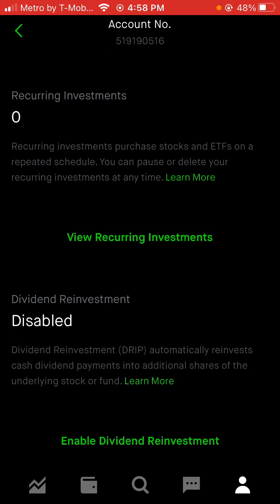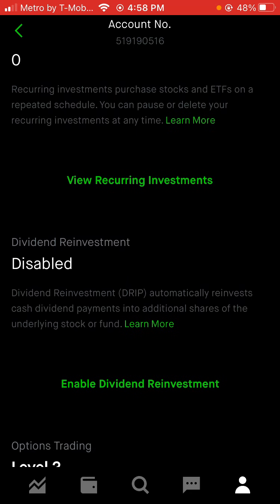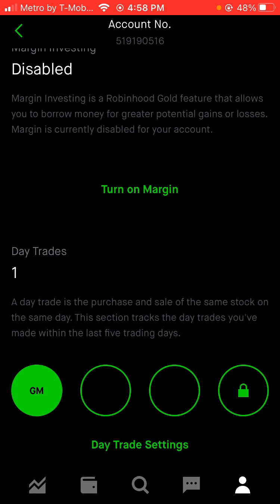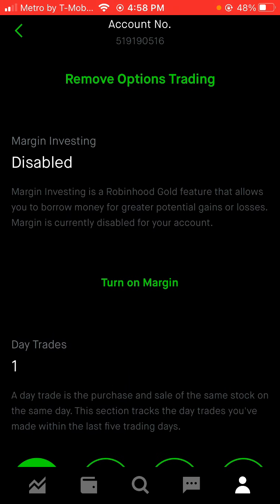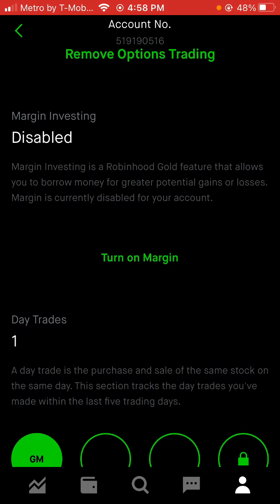So the next thing I want to go over. Oh yeah, when you upgrade to gold, it'll say, do you want to turn on margins? Margins is, let's say if you had $1,000 in your account and you want to buy something that was $5,000 or $3,000, you didn't have the money. They will lend you money up until a certain amount. If you have up to a certain amount, then they charge you 2.5 interest.